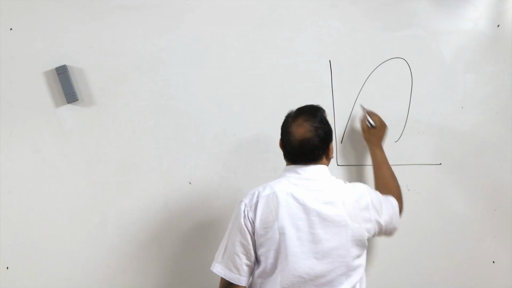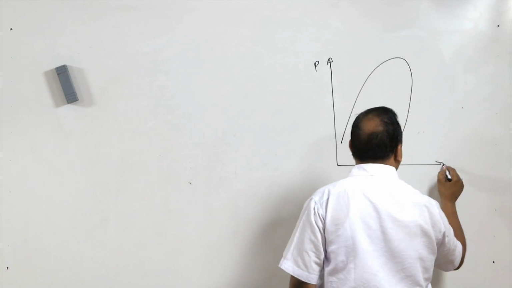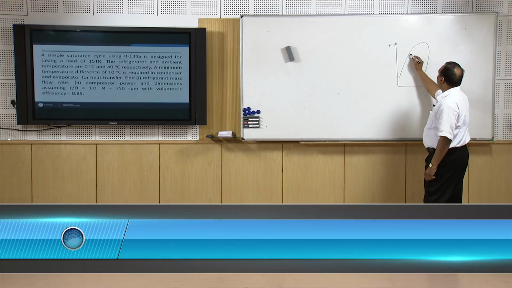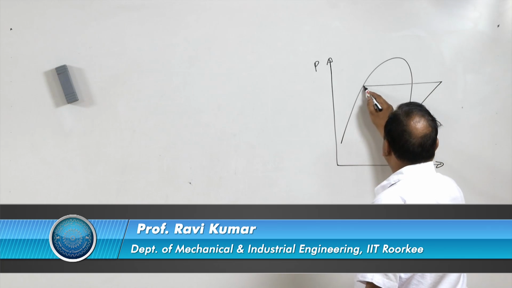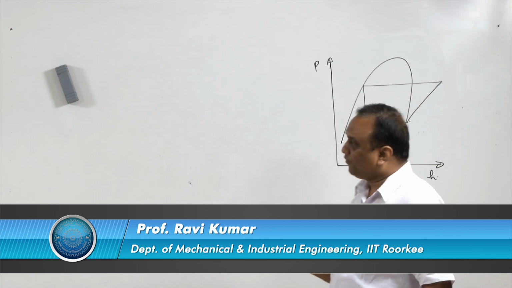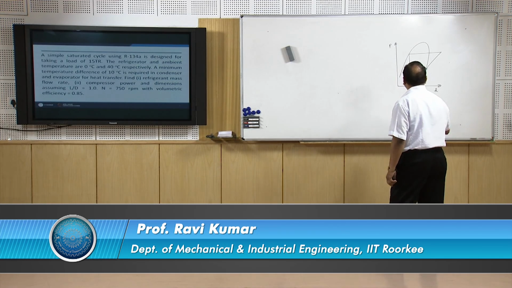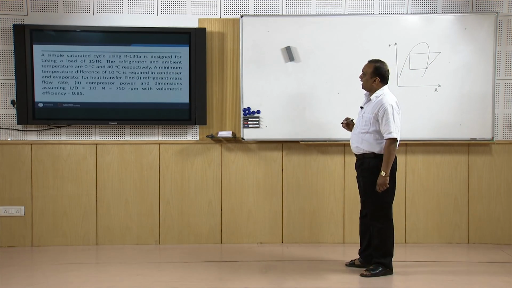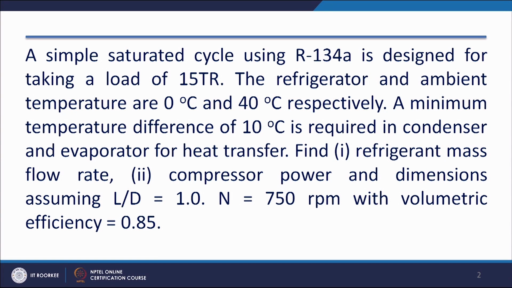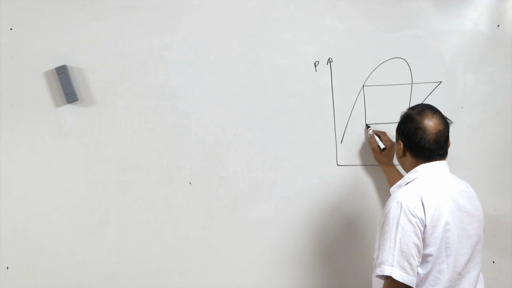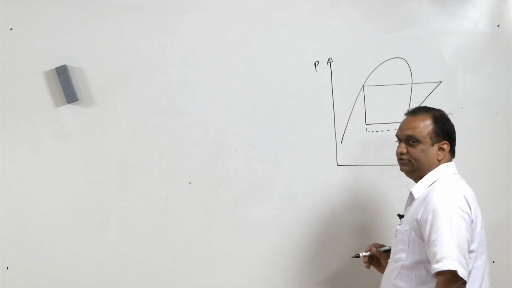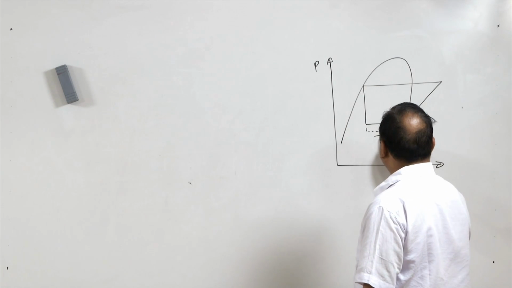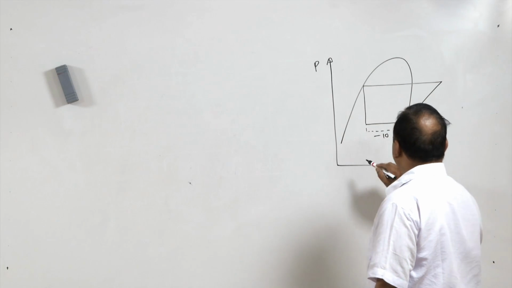Cycle, this pH diagram, the refrigeration cycle is not operating between 0 and 40 degrees. This is the outside temperature. So ambient temperature is 40 degrees centigrade. So evaporator temperature is going to be how much? It is going to be minus 10. Sorry, evaporator temperature minus 10.